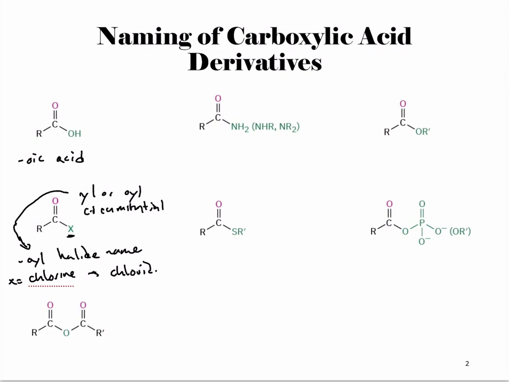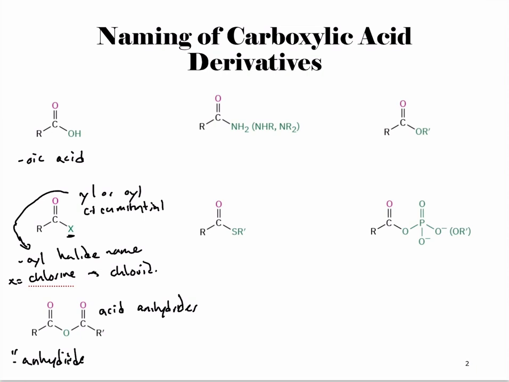If it's this group right here, we haven't talked about these, but these are called acid anhydrides. And we just replace the acid at the end with anhydride, is how we name these.